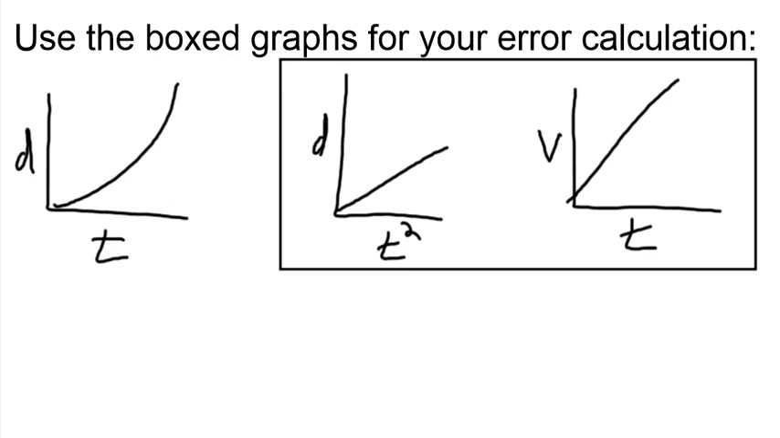This video will help you to derive the kinematic equations, as well as to figure out how to do your error calculation for the lab. The first thing I want to mention is these are the three graphs that you need to have. You have your dt, which should be a curve, you should have your vt, which should be a line, and you have your dt squared, which should also be a line.